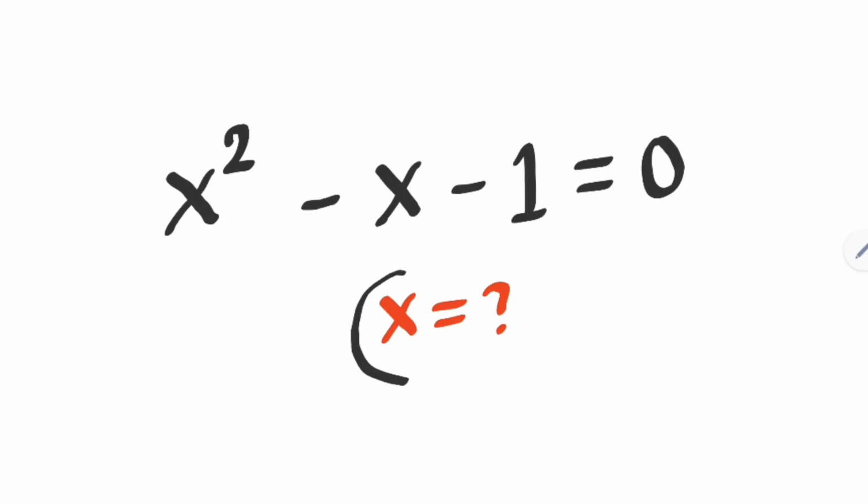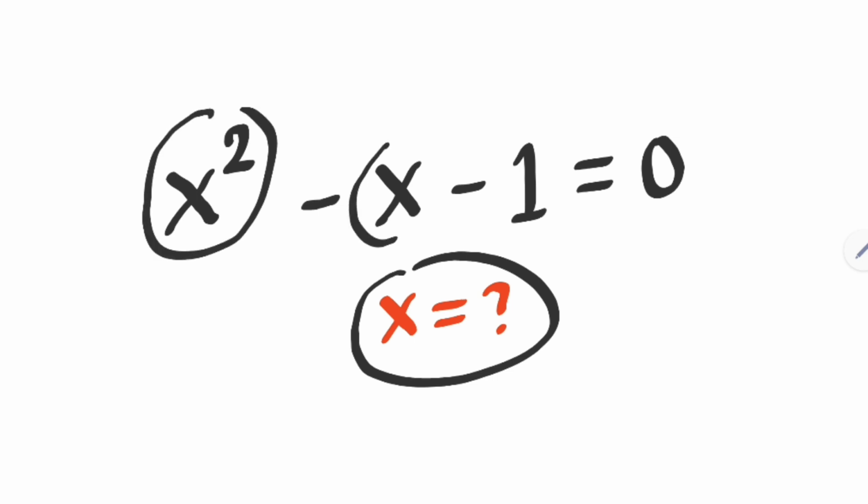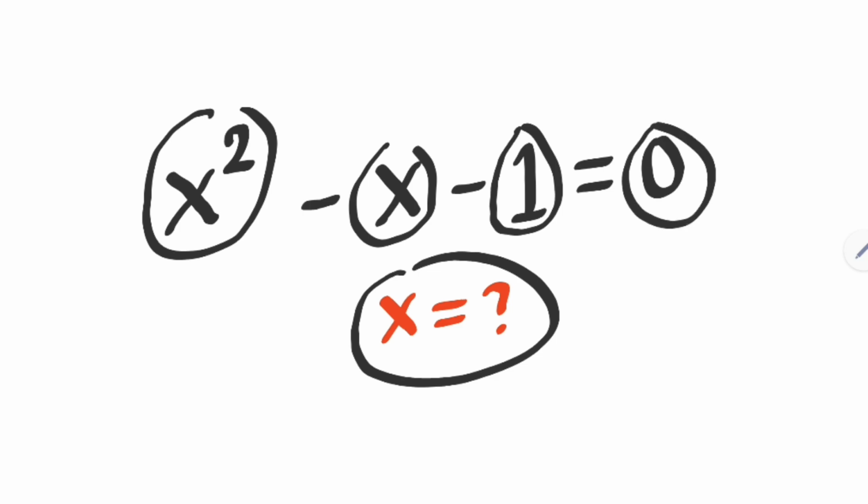Hello everyone, welcome back. Today we want to find the value of s in this given nice equation. S squared minus s minus 1 is equal to 0.